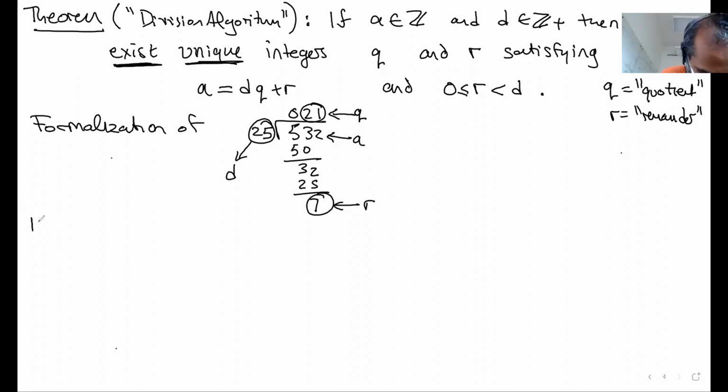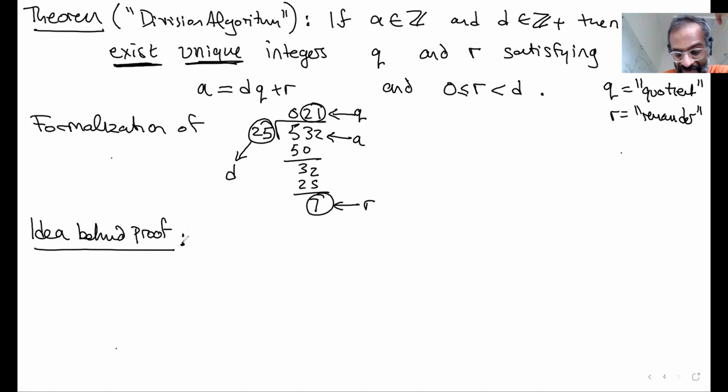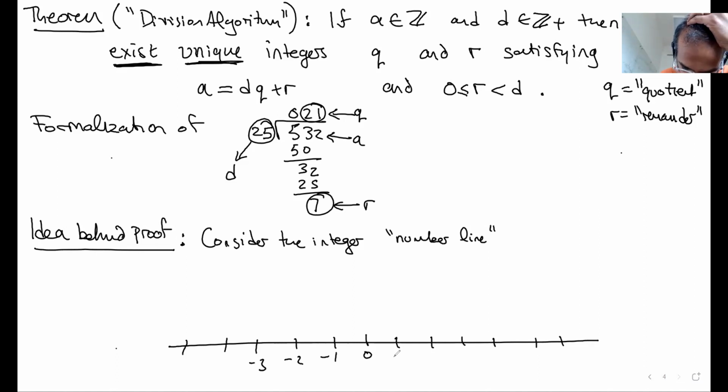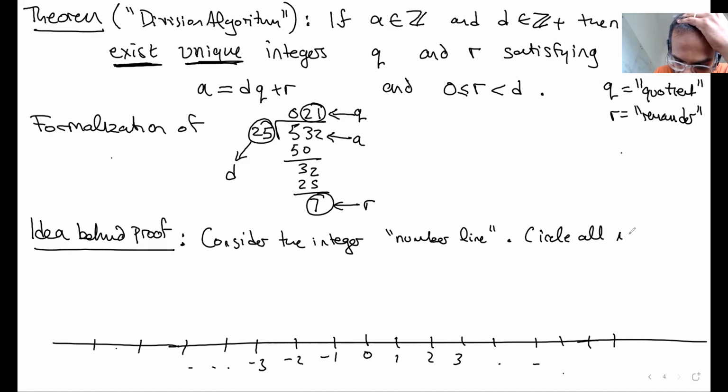And well, the idea behind the proof is not complicated. It's actually simpler than long division. In fact, long division is a pretty complicated algorithm. The idea is, just consider the integer number line. So let's draw a line. It has 0, and then it has some integers evenly spaced. And we're given A and D, right? So now just circle all multiples of D, the divisor D.